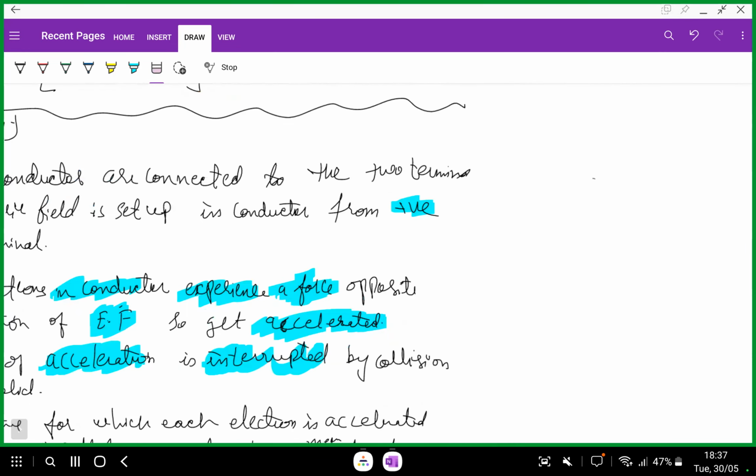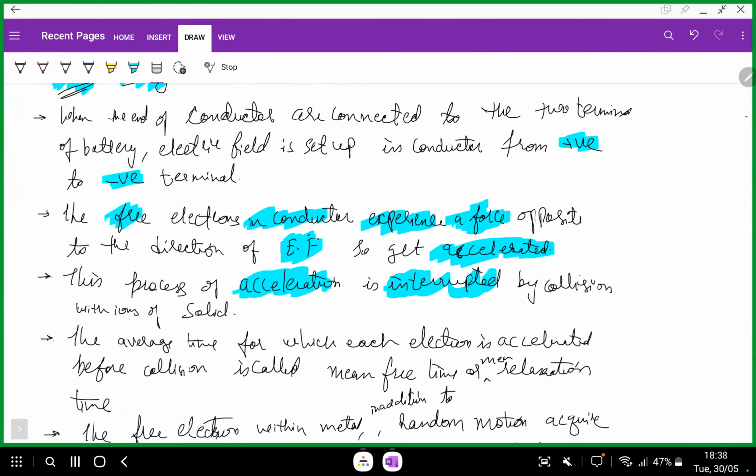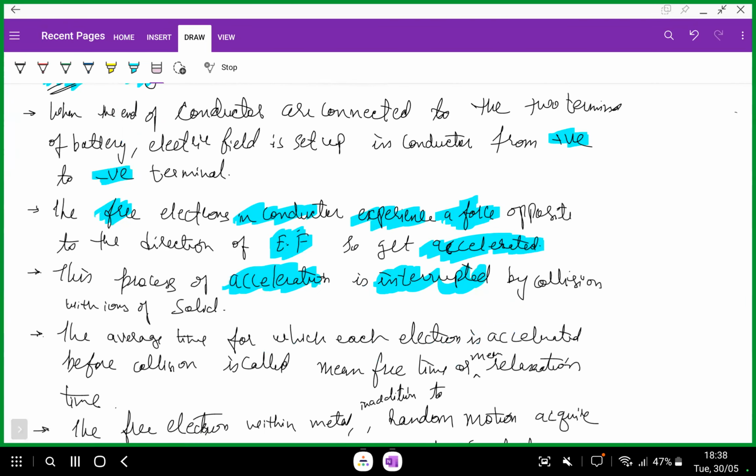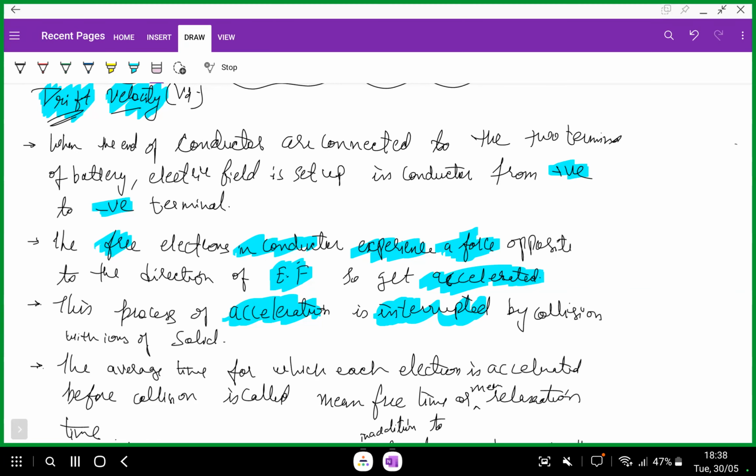Now let's see here. Is everyone present? No. Bhanuri, Laukya, Samhita, Ajay, and Rituraj. From that, Nibeta. Okay, link is not opening. Let me check. Till then you make a note. I'll see that link is not opening. Students are saying.